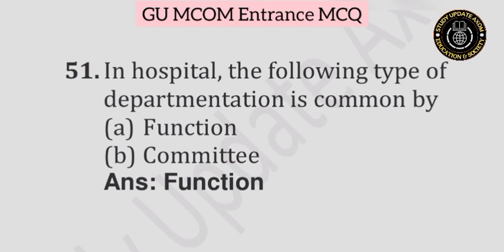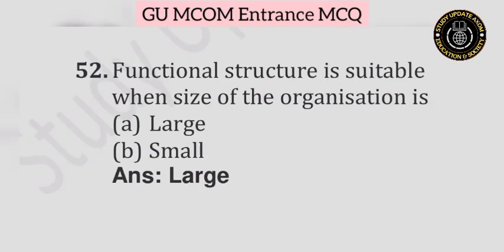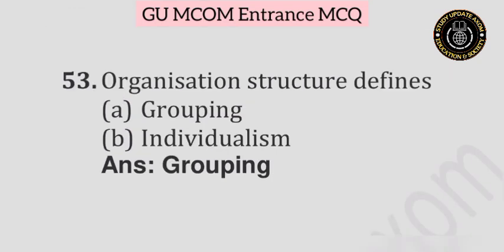Question number 51. In hospital, the following type of representation is common by. Option A. Function. Option B. Committee. Answer is function. Question number 52. Functional structure is suitable when size of the organization is. Option A. Large. Option B. Small. Answer is large. Question number 53. Organization structure defines. Option A. Grouping. Option B. Individualism. Answer is grouping.